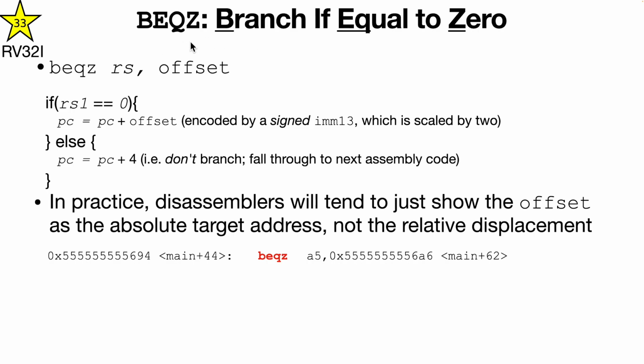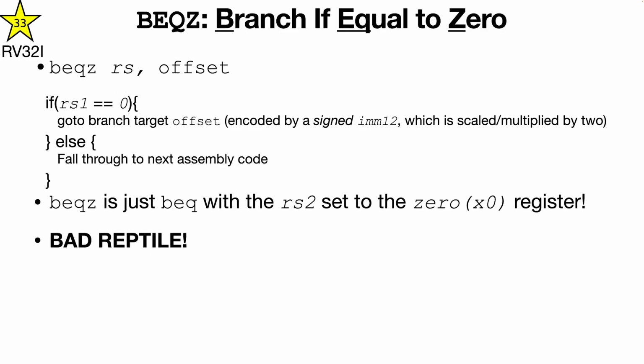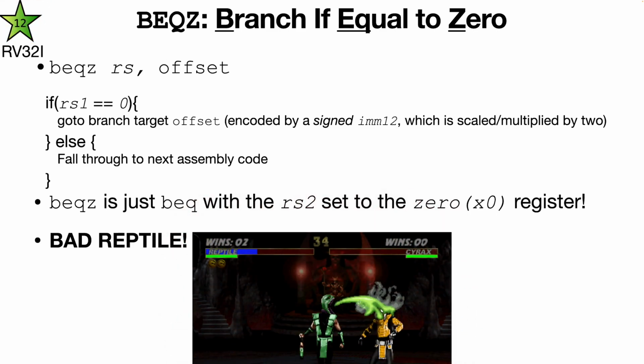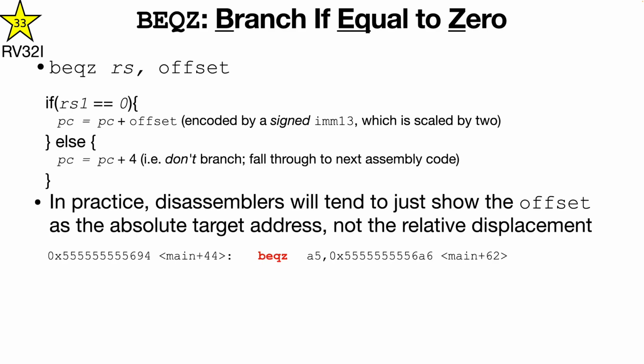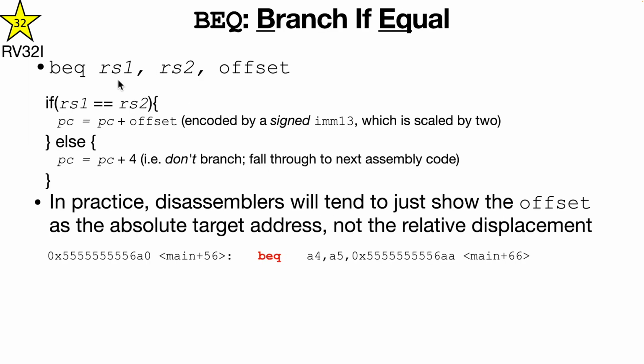Then we have branch if equal to 0. And so same idea, but just specifically checking if it's 0. Consequently, there's only one operand passed here, rs, your source. And if that source is equal to 0, then do the branch. But as you might have guessed already, with only one operand, branch if equal to 0 is a pseudo instruction, and it is just a branch if equal with the register source 2 hard-coded to 0. So let's go back to our branch if equal. You just say your source 1, hard-code in a 0 here. If your source is equal to 0, well, that's a branch if equal to 0.